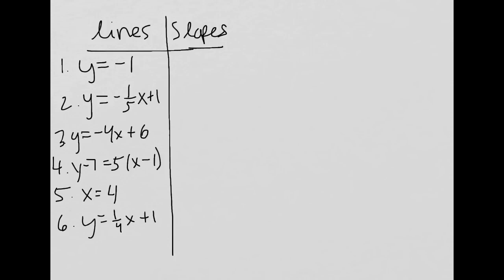So this first equation here, y equals -1. Okay, y equals -1. Well, if I'm looking at y equals mx plus b, there isn't an x in this equation. It's just y equals -1. That tells me this is y equals 0x minus 1, meaning my slope is just 0.